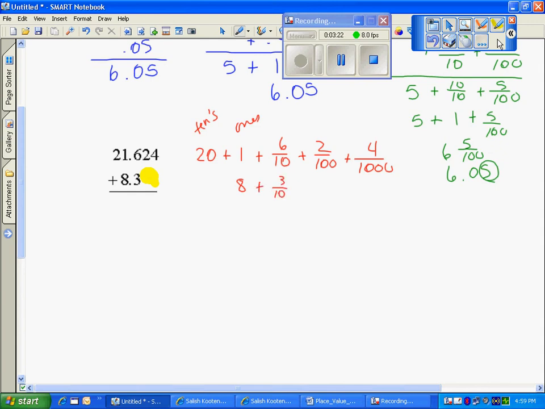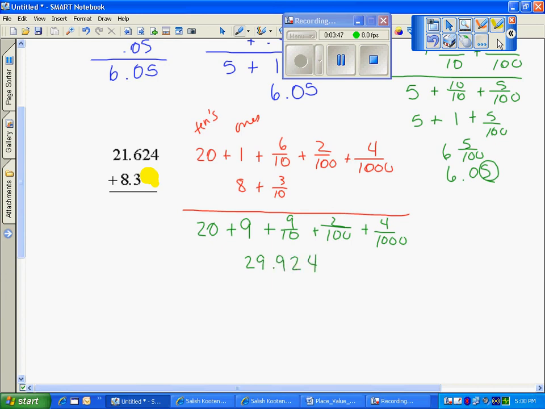I don't have any hundredths or thousandths, so I'm going to add my tens, my ones, my tenths, my hundredths, and my thousandths. Combining this as a total, 29 with 9/10, 2 100ths, and 4 1,000ths. Remember how you would say this number: 29 and 924 1,000ths. You say the number, and then you look at the position of the last digit. It's in the thousandths position.